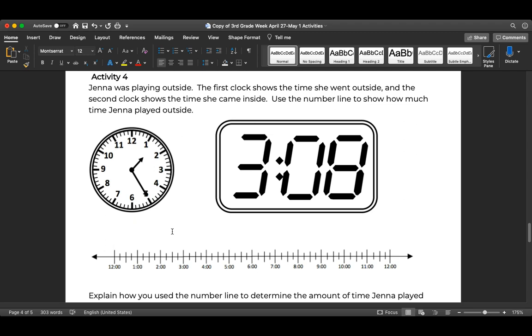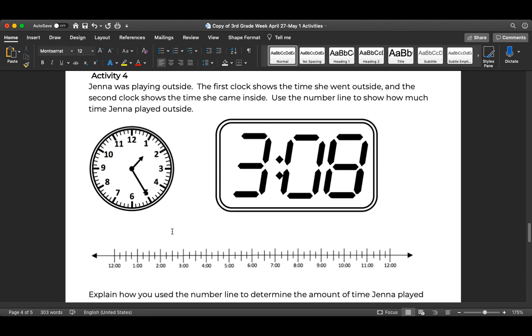Let's get busy on activity 4. And this is another problem about elapsed time. And so we see here an analog clock and also a digital clock. So let's read the problem. Jenna was playing outside. The first clock shows the time she went outside, and the second clock shows the time she came inside. Use the number line to show how much time Jenna played outside.